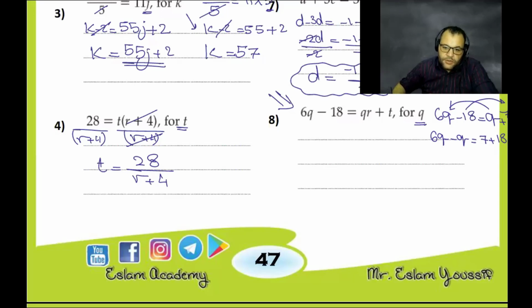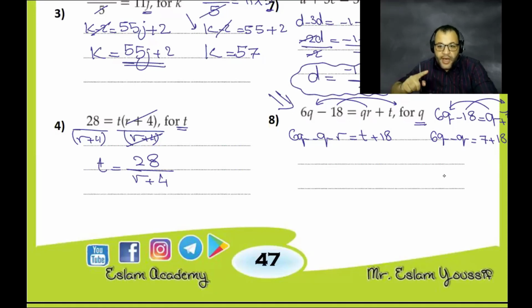So how do we solve this one? Shifting Q and shifting the number. It will be 6Q minus QR equals T plus 18. When you find that we have 6Q and QR, can we add them together?